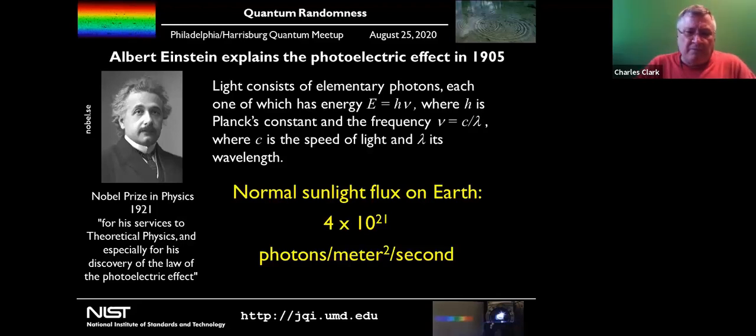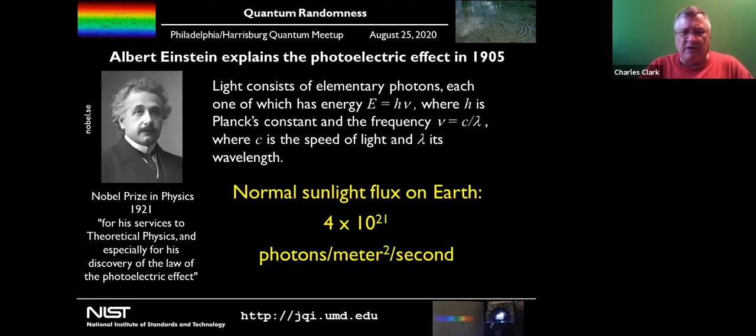So, if you look at the numbers that Einstein gives here, the value of Planck's constant, which has been measured subsequently by other means, and the speed of light, what you find is that if this hypothesis is true, you can say, well, why didn't we notice it before? One thing to note is that given these numbers, we know what the normal flux of sunlight on the Earth is. The power that the sun deposits on the surface of the Earth, the average over a year, is about 1.4 kilowatts per square meter.